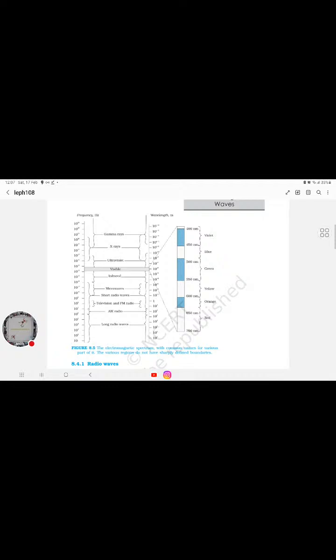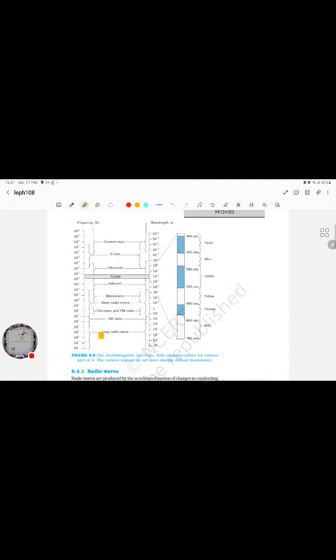Like, we can go this way as well, we can remember it this way, from long radio waves until gamma rays, or we can go from gamma rays to X-rays. I feel it would be better if we go from gamma rays. I'm not sure. Let's try remembering them in that way.